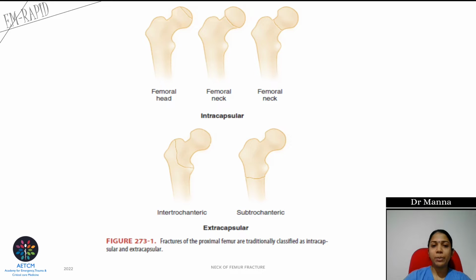The capsule of the hip joint will extend up to the base of the neck. So if the neck of the femur gets fractured, it will be an intracapsular fracture. And if there is a fracture in the intertrochanteric region, so we can see the greater trochanter and the lesser trochanter, and if there is a fracture between the trochanters, that is an intertrochanteric fracture, it will be an extracapsular fracture. And if it is below the trochanters, that is called a subtrochanteric fracture, that is also an extracapsular fracture.